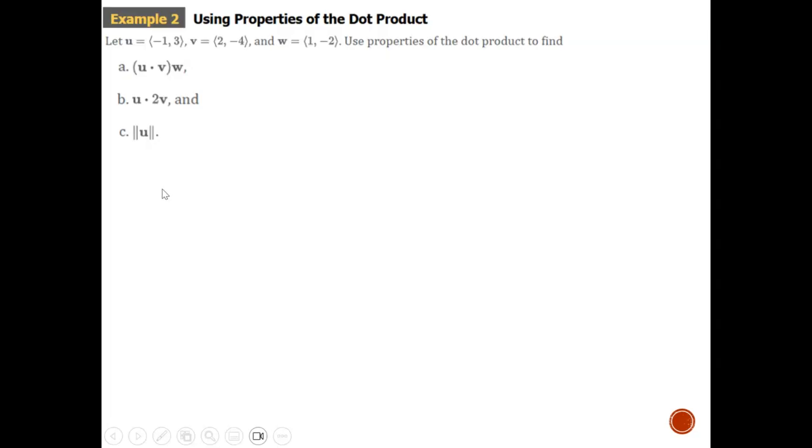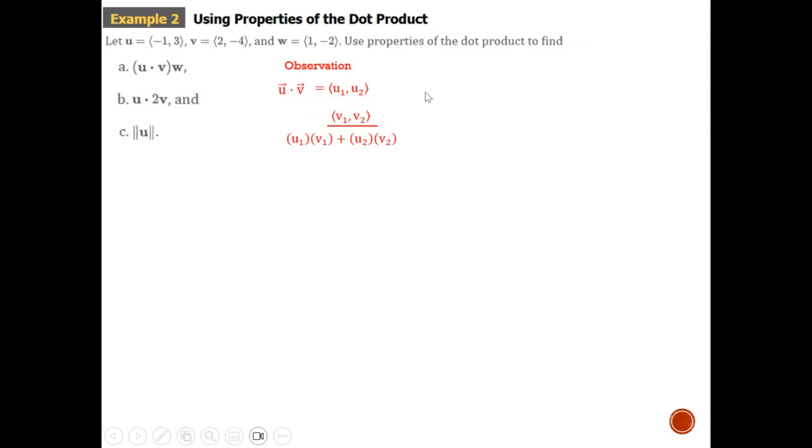Example 2, using properties of the dot product. Here they give us 3 vectors. Vector u, which is component -1, 3. Vector v, which is component 2, -4, and vector w, which is component 1, -2. So here, guys, they give us parentheses u dot product v, close parentheses, times vector w. Because remember, guys, the answer for the dot product is going to give us a scalar. Okay, so let's do part A first.